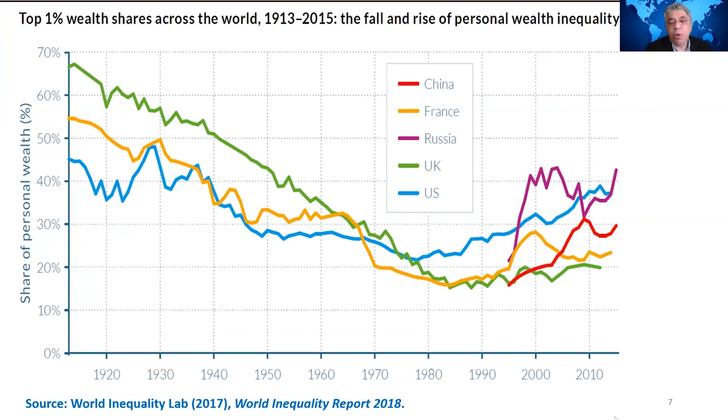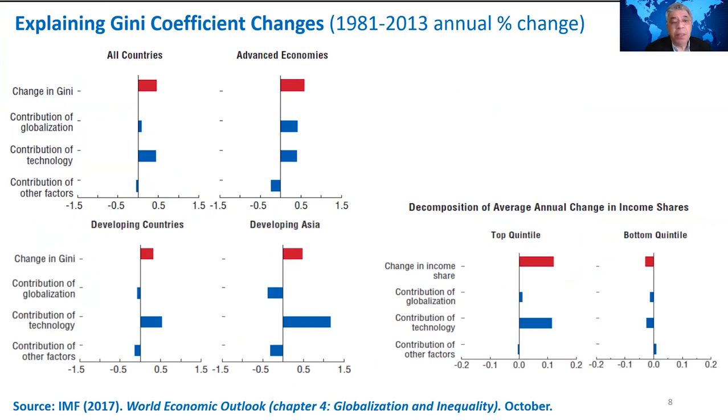A very important work was presented in the IMF World Economic Outlook, released in October 2017, right? Where an empirical exercise of discriminating the sources of a change in the Gini coefficient was presented. And look at that. The disequalizing effect of globalization was larger in advanced economies, in part because of outward foreign direct investment. While in developing countries, and especially in developing Asia, technological change was the main contributor to the rising inequality.